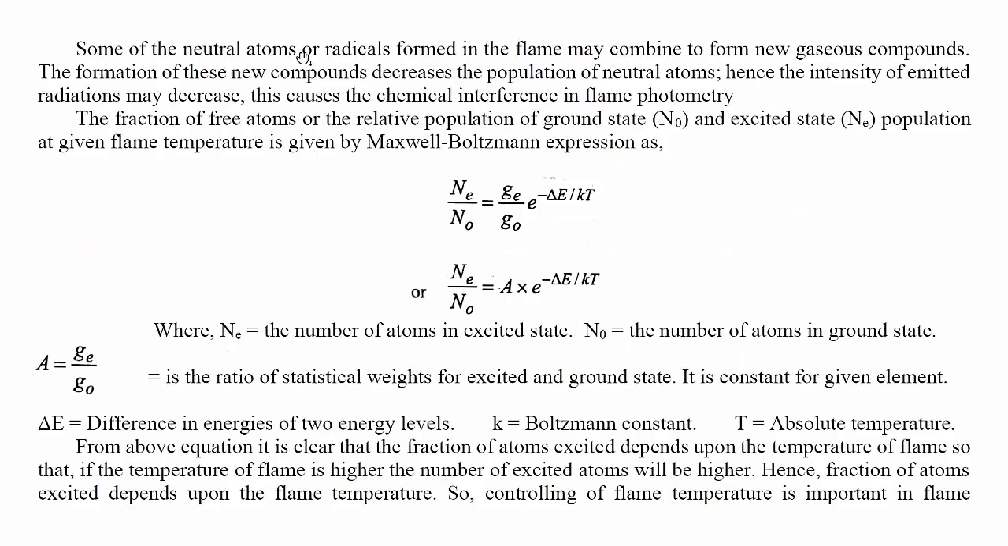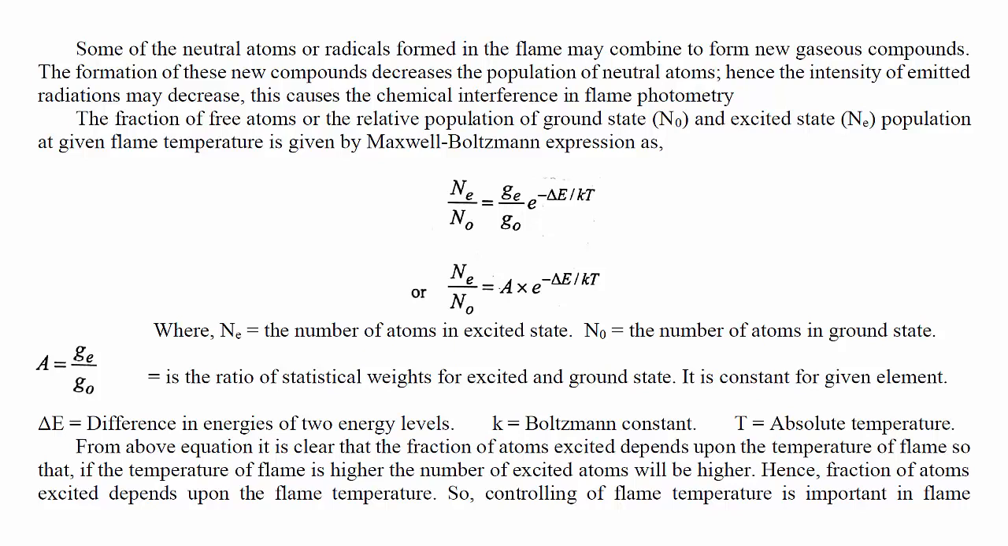Some of the neutral atoms or radicals formed in the flame may combine to form new gaseous compounds. The formation of these new compounds decreases the population of neutral atoms, hence the intensity of emitted radiations may decrease. This causes chemical interference in flame photometry. The fraction of free atoms, or the relative population of ground state, N0, and excited state, Ne, at a given flame temperature is given by the Maxwell-Boltzmann expression as Ne by N0 is equal to Ge by G0 into e raised to the power minus delta E by kT.